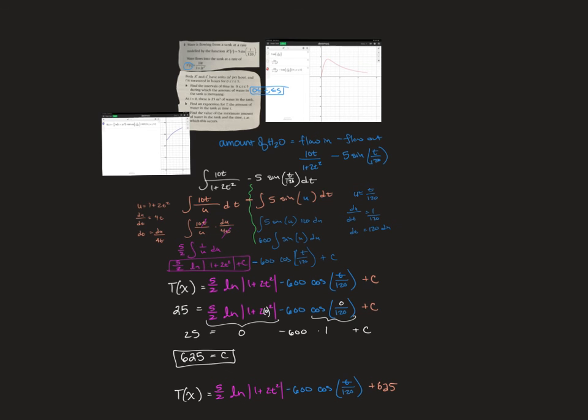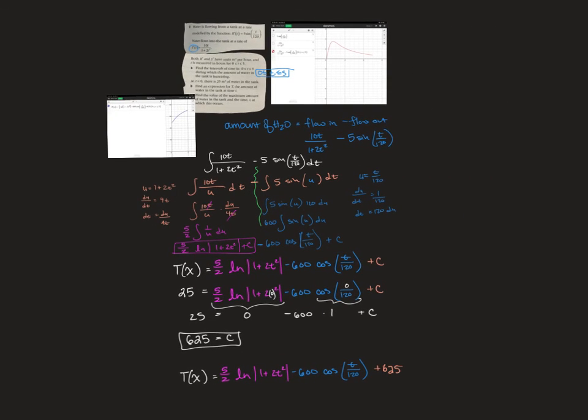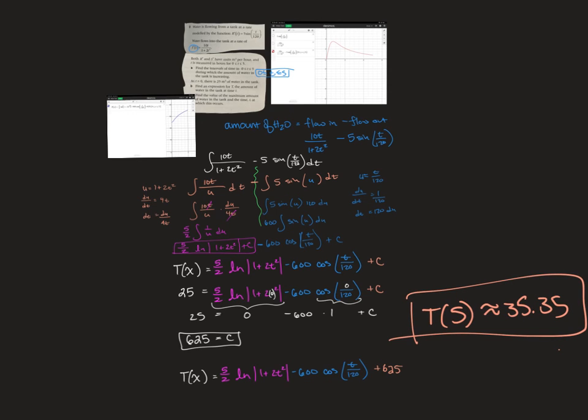And so it wants the value of the maximum, so we just need to get the value of that. So we would plug in 5 here, and t of 5 is about 35.35. Okay, cool.